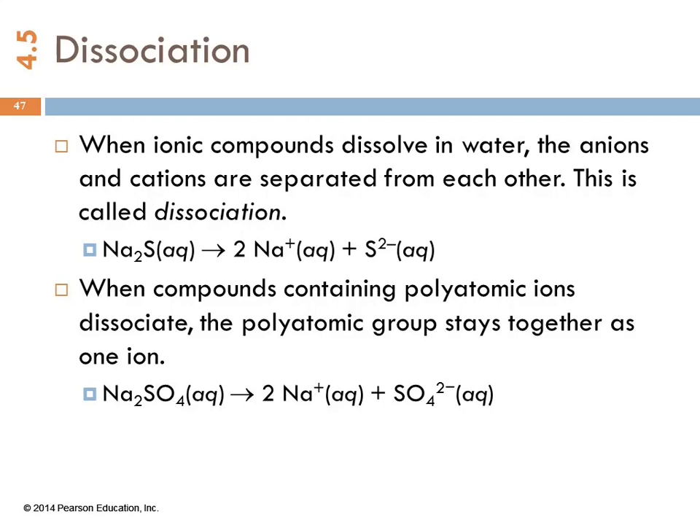If your ionic compound has a polyatomic group in it, such as sulfate, the sulfate ion actually stays together as one ion. Because a sulfate ion is sulfur and 4 oxygen atoms that are covalently bonded together. They're not held together by ionic bonds, they're covalent bonds. So we've got the sulfate ion and the sodium ions, and they're going to separate and go their own way. This formula unit has 2 sodiums and 1 sulfate, and so it will form 2 sodium ions and 1 sulfate ion, and they will go off on their own.